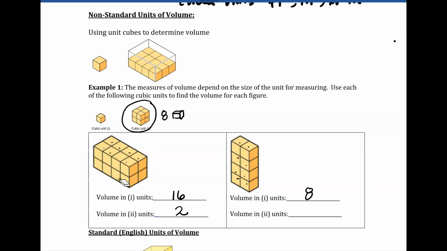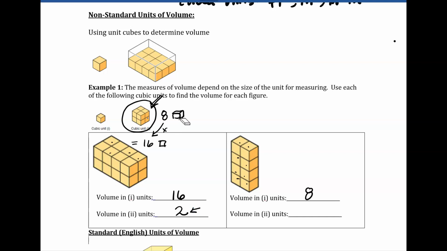Another way to think of it is, if this larger cube here has a volume of 8 smaller cubes, and this figure has 16 smaller cubes in it, well, how many 8s go into 16? There are 2 8s that go into 16, so the volume is considered 2.